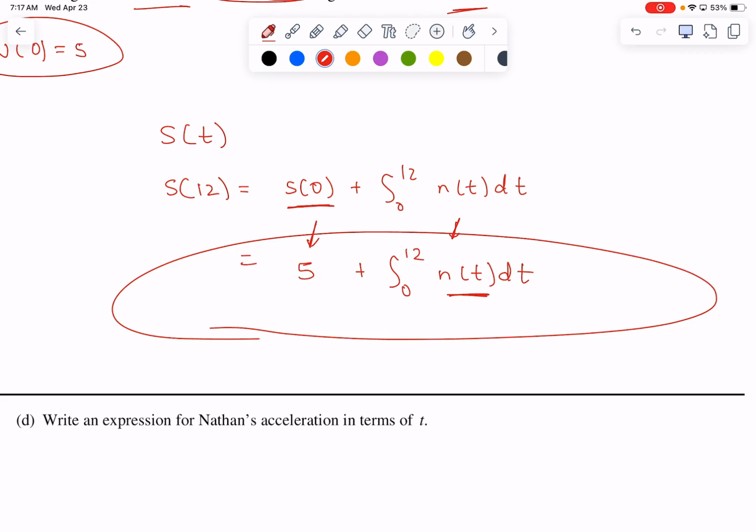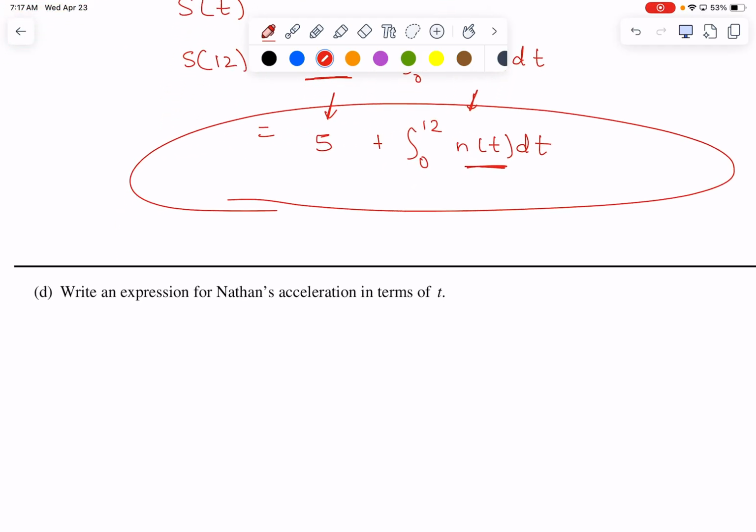We're on number 3 on 2015 non-calculator. We're going to try and get through all the 3, 4, 5, 6. Okay, write an expression for Nathan's acceleration in terms of t. So all I have to do is take n of t. Now I might have to do some work by hand.